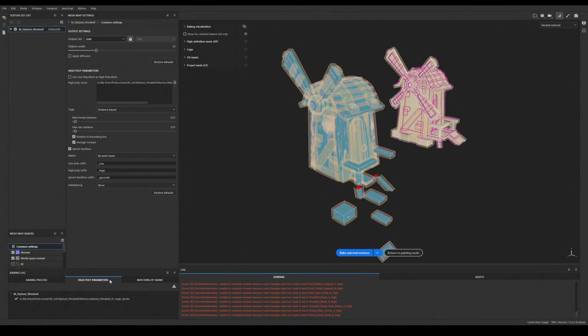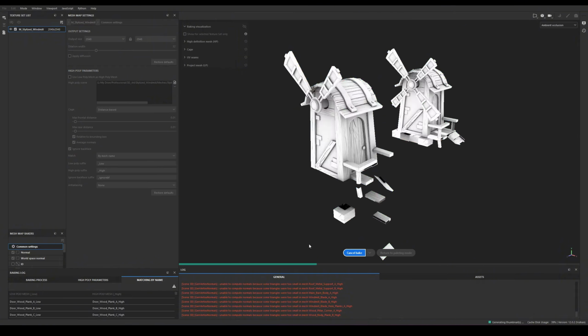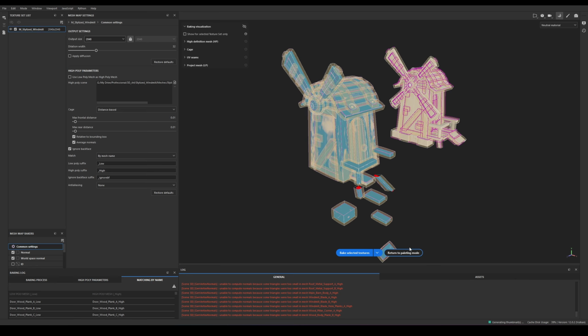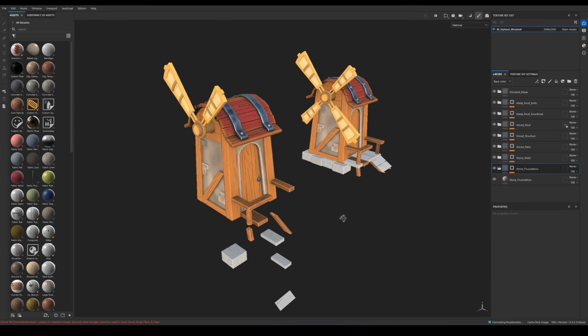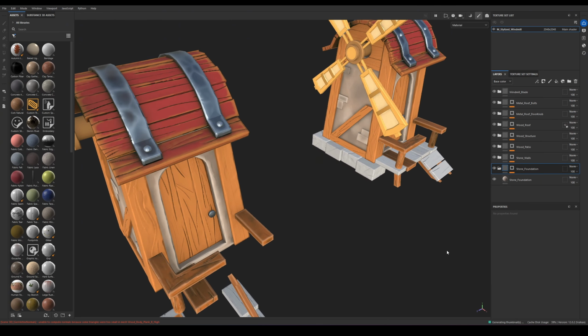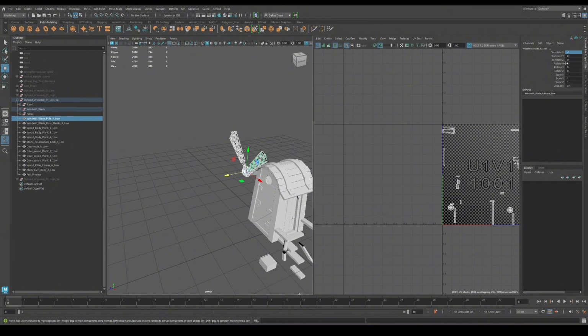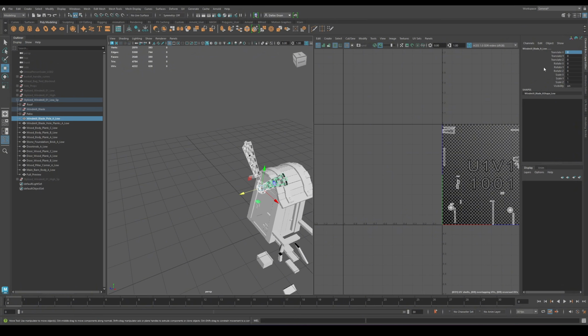I re-imported the low and high poly meshes back into Painter and rebaked to check for more errors. I noticed now the windmill blades were causing some unwanted baking of AO to the roof. So I also moved those away from the roof to get cleaner bakes.